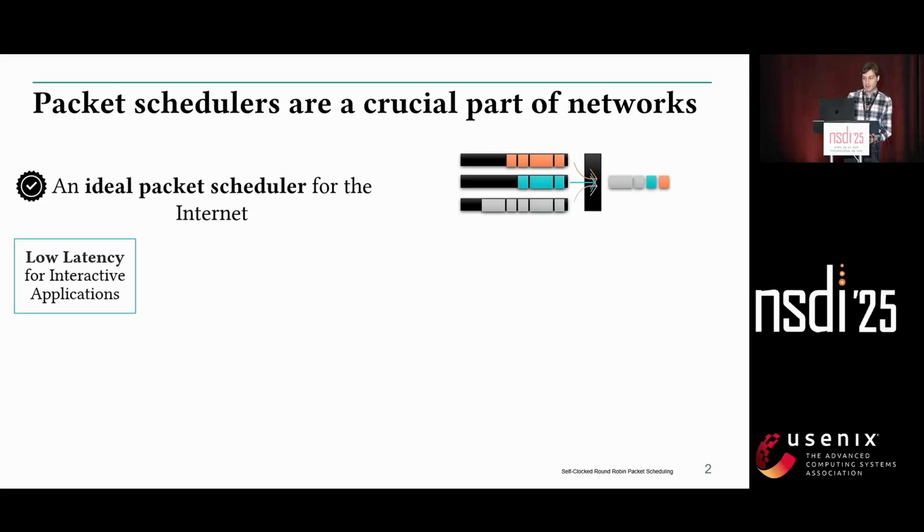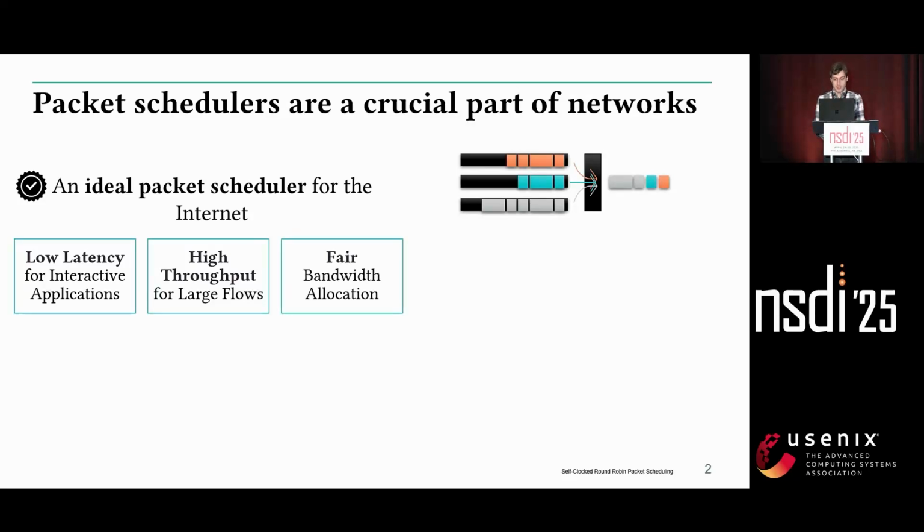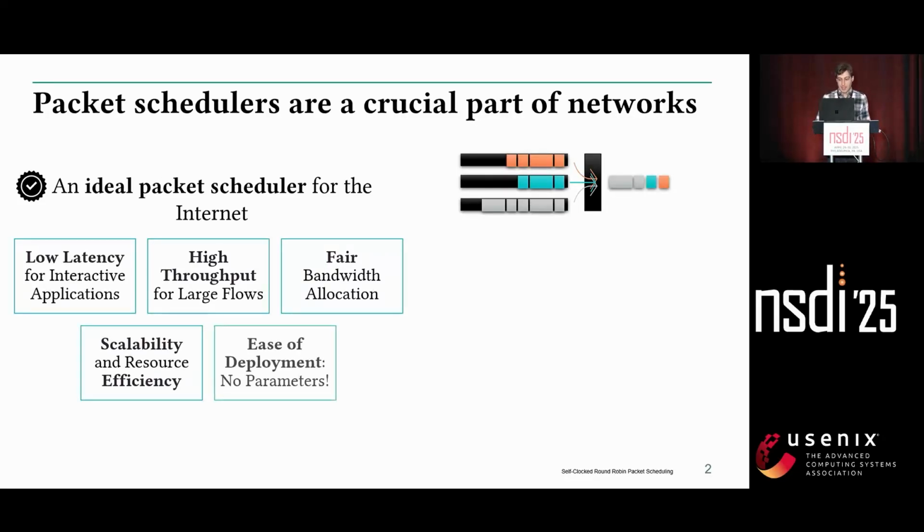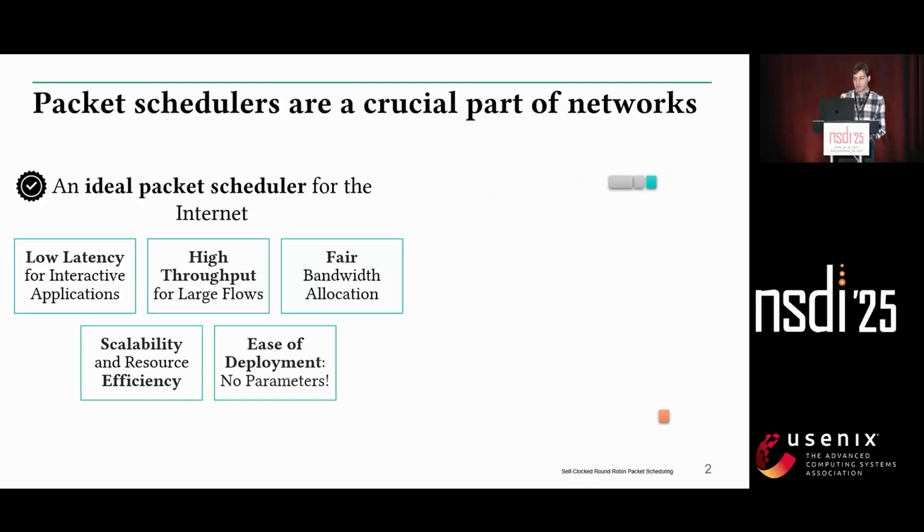Offering low latency for latency-critical applications like our Zoom calls. Offering high throughput for large flows, such as file transfers. Fair bandwidth allocation to ensure that everybody gets to use the network without the need for explicit tuning or configuration.